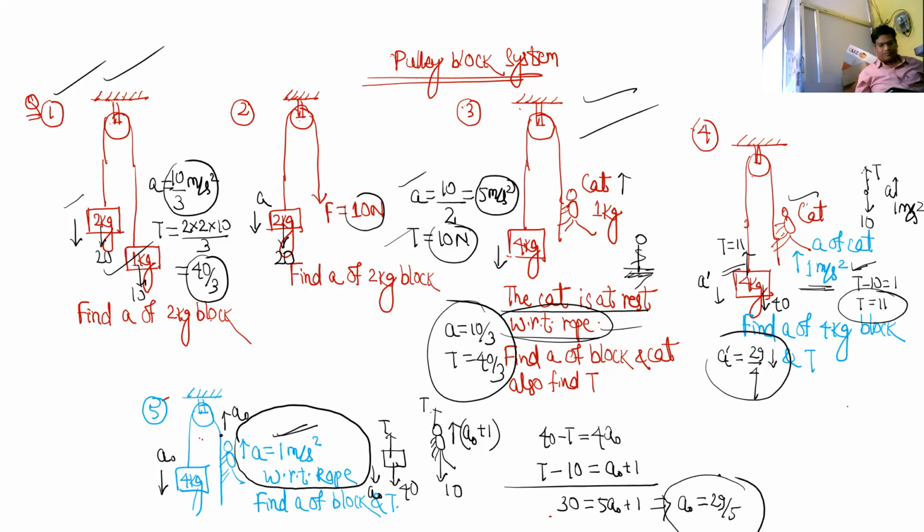Have you got this much? Yes, sir. Achha, and then he's asking tension. So tension you can find out from anywhere. Let's find out from here. From this equation, tension can be 10 plus A naught plus 1. So this is 11 plus 29 by 5. So that is 55, 30, how much? 85. So 84 by 5. Have you got this much?